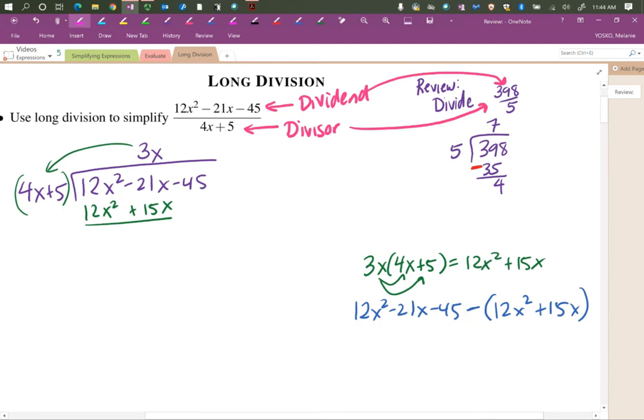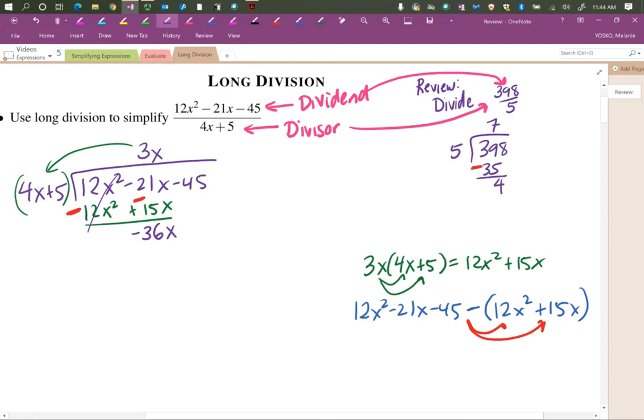We really have to distribute that negative sign. What happens when you distribute a negative sign? Well, you're multiplying by a negative 1, which means you're changing every sign. So the easiest way to do this is I'm going to use red. I'm going to change all the signs of this second expression. Then I have 12x squared minus 12x squared, those cancel. Then I have negative 21x minus 15x. I'm really going to add the numbers and use the sign they both have, like that.